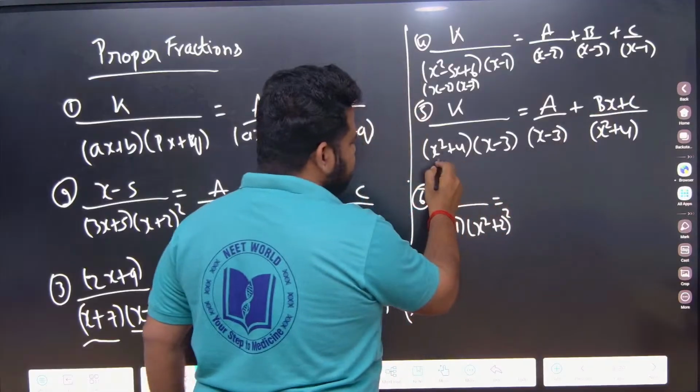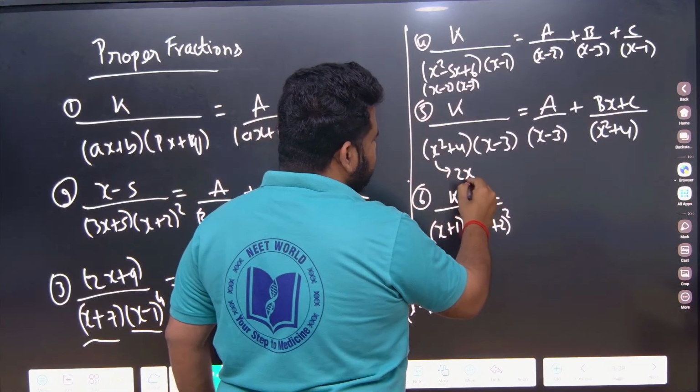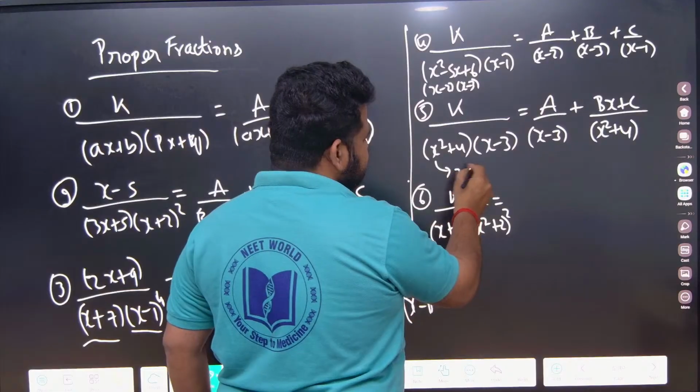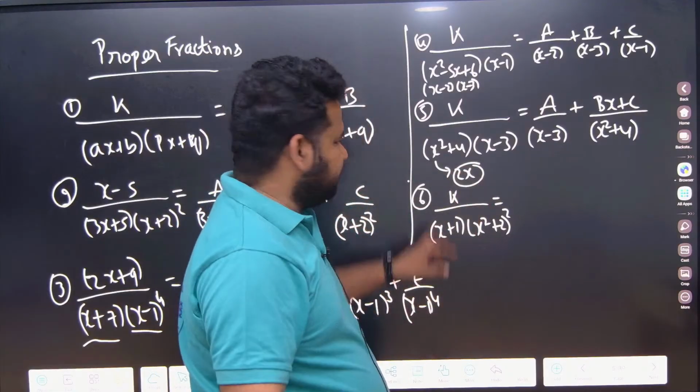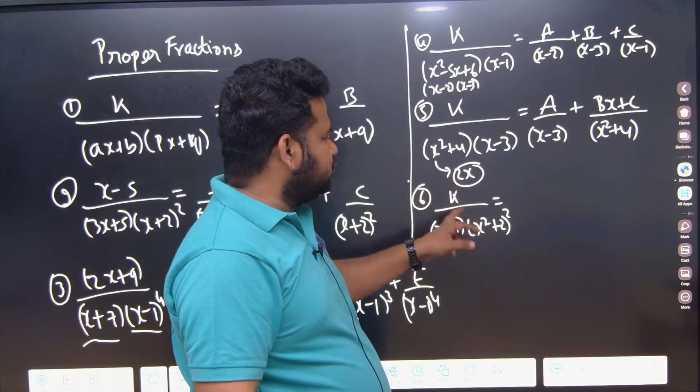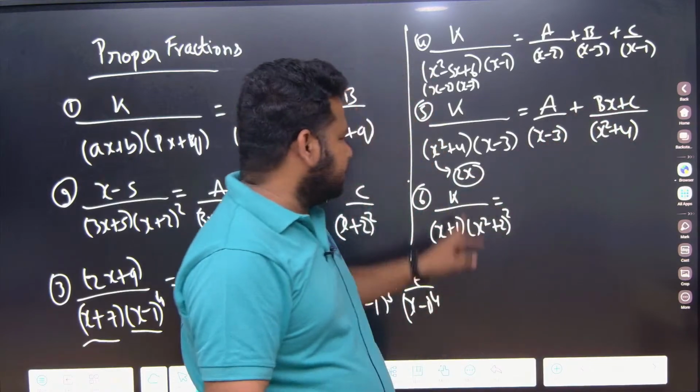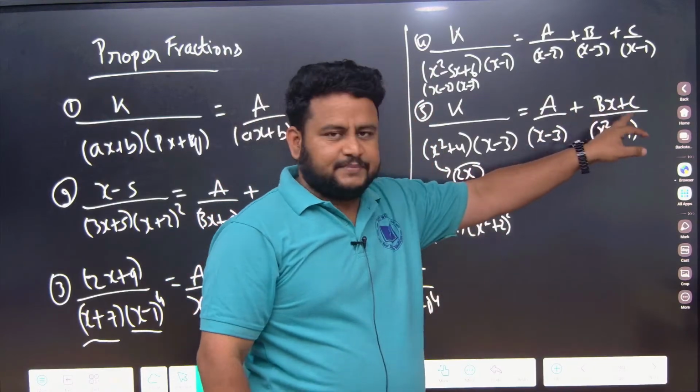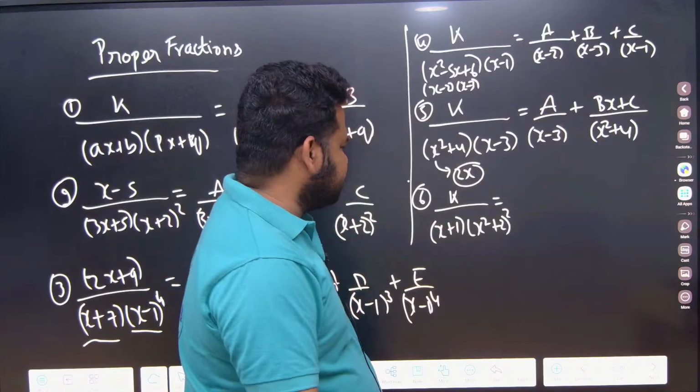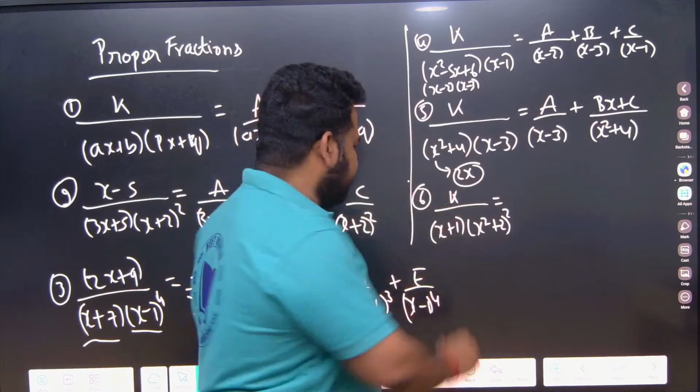If you differentiate it, what will you get? Just 2x here. So you should write it as bx plus c. This 2 is coming, so you should write it in the bx plus c form. Very important, highly important this one.